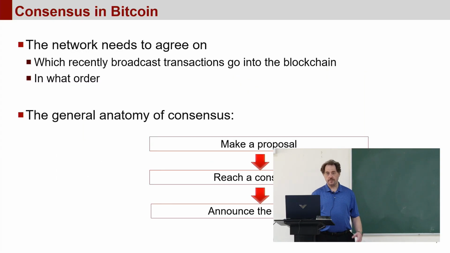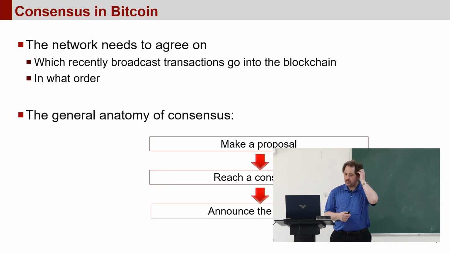Now we start a relatively big topic, which is consensus in Bitcoin. How do we reach it? Okay, so consensus is about agreement. What do we need to agree on? We need to agree on two things. First, which recently broadcast transactions would go into the blockchain, but also in what order. The order is also important.